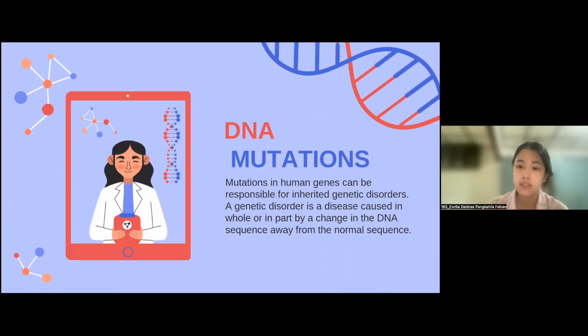I will be explaining about DNA mutation. Mutation in human genes can be responsible for inherited genetic disorders, and a genetic disorder is a disease caused in whole or in part by a change in the DNA sequence away from the normal sequence. Next.